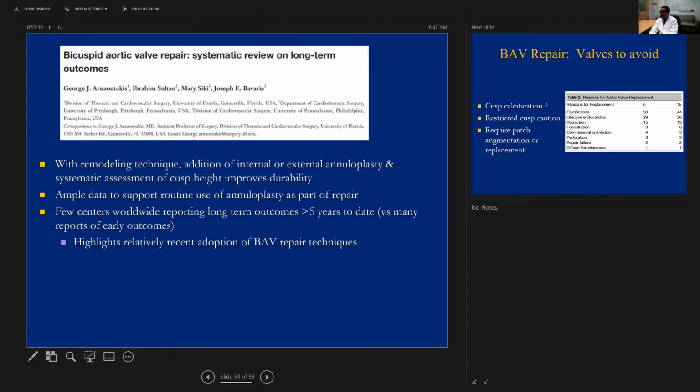So we also found that there is lots of data to support annuloplasty. Going back 10, 15 years ago, this was not being routinely done, but now we all do this. We all do some form of annular reduction and stabilization, similar to the mitral valve repair paradigm. It's also important to note that there are only a few centers really doing this and reporting their outcomes over the long term. So it really goes to show that we have a long way to go in terms of standardizing and adoption of these techniques and more wide application of these techniques.